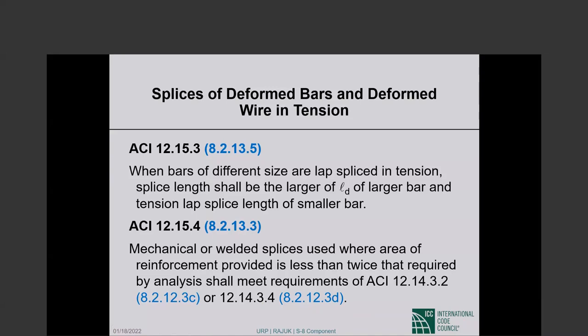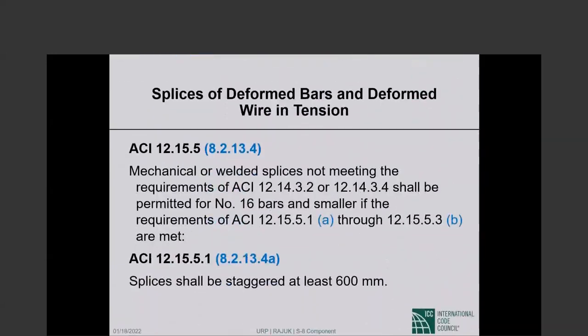If you are going to use mechanical or welded splice where area of reinforcement provided is less than twice that required by analysis, then you have to have full welded or full mechanical splices.